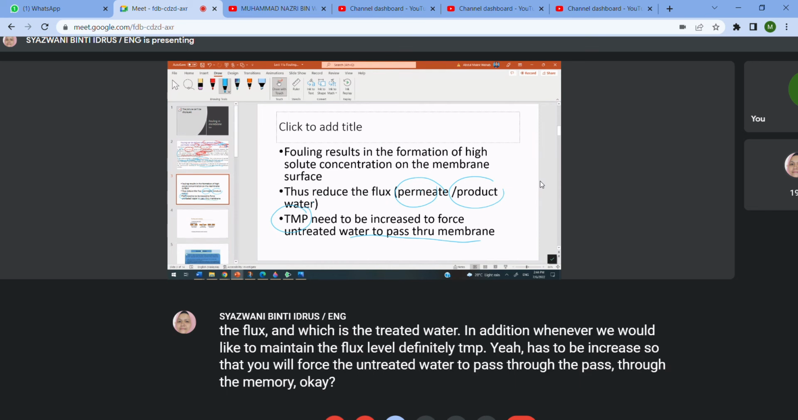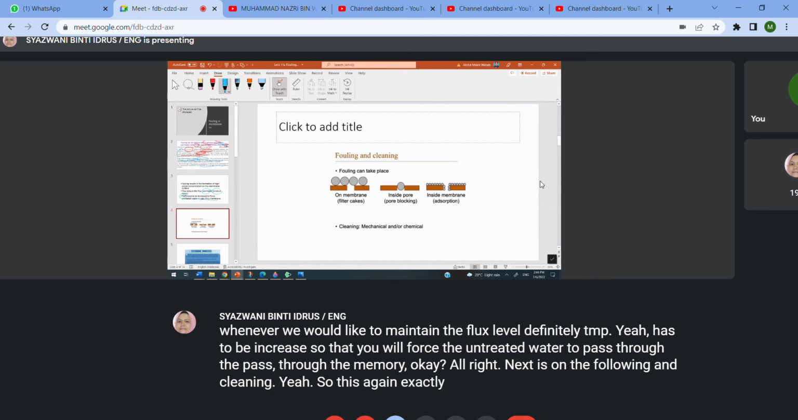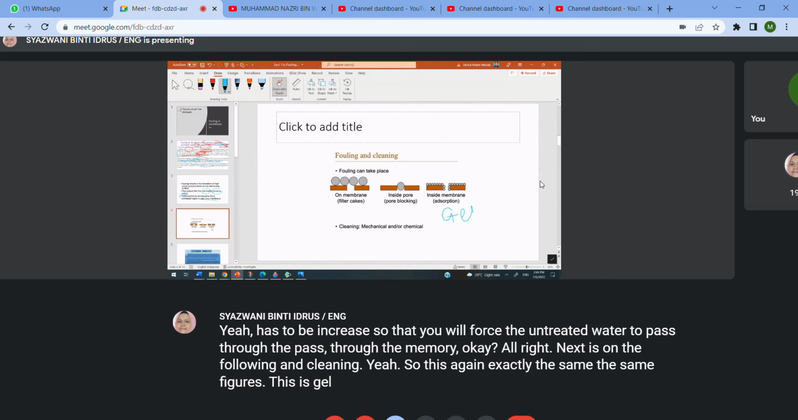All right. Next is on the fouling and cleaning. So again, these are exactly the same figures. This is the gel. This is a pore.